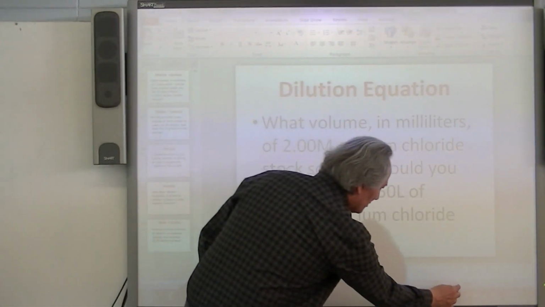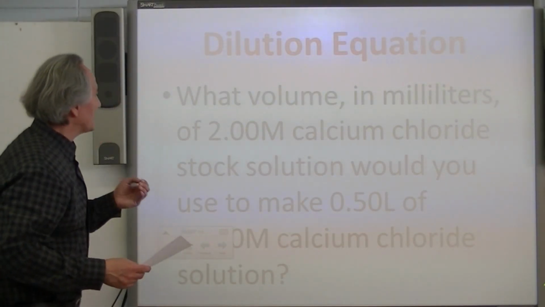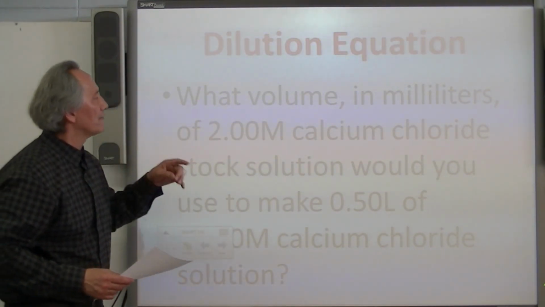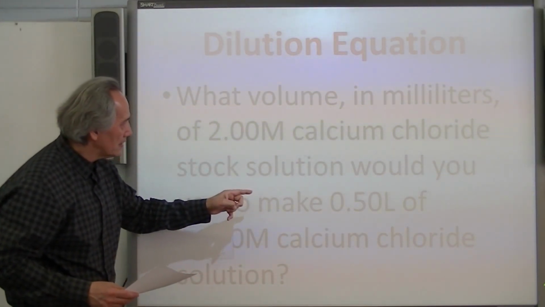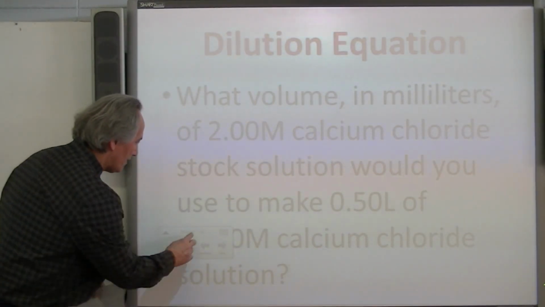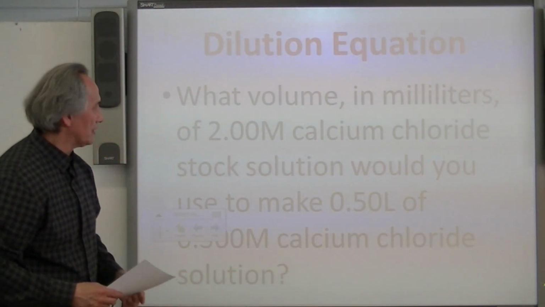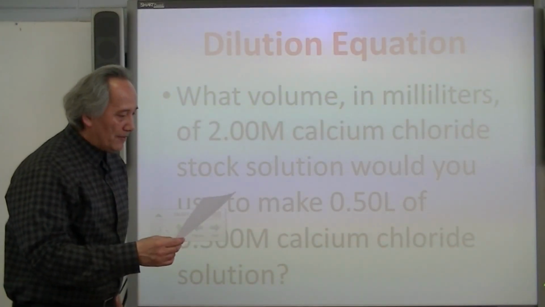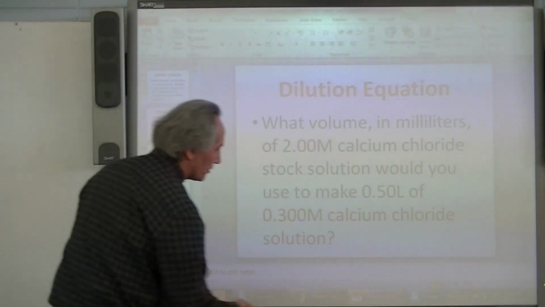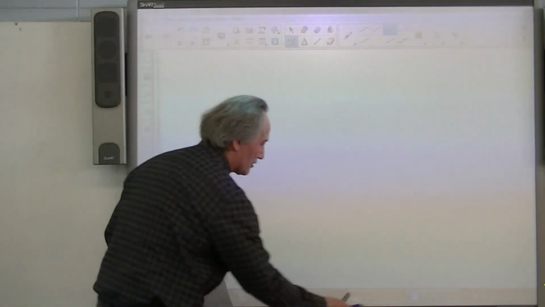All right, here's our first problem. What volume in milliliters of a 2.00 molar calcium chloride stock solution, concentrated, would you use to make 0.50 liter of a 0.300 molar calcium chloride solution? That is going to be the dilute solution. So let's get back to our smart board, and then we'll identify what we have. We're going to switch pen colors, to give us a little variety here.